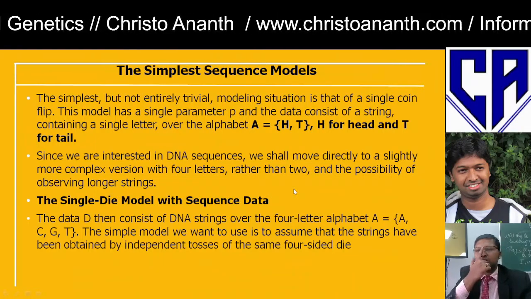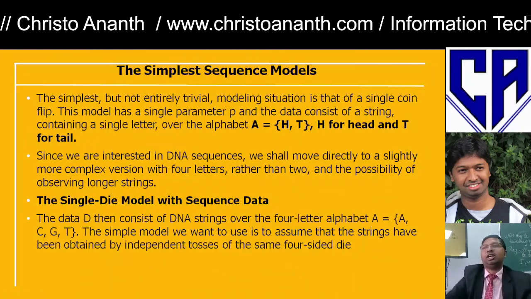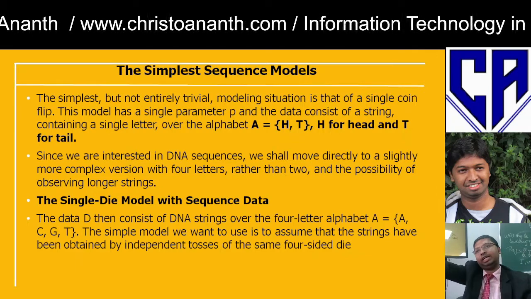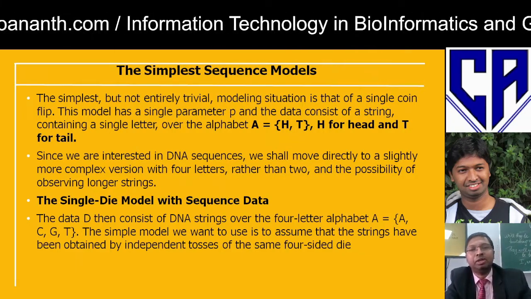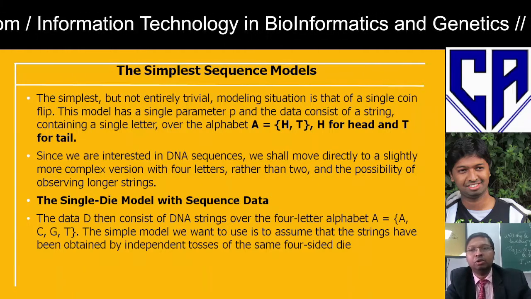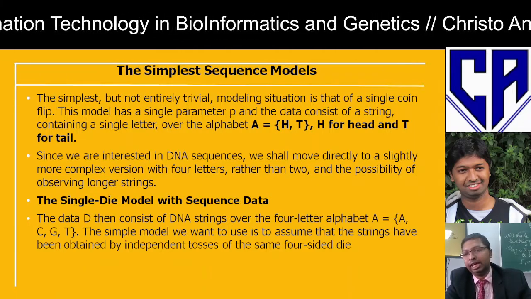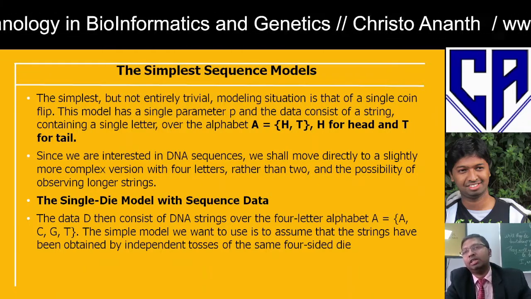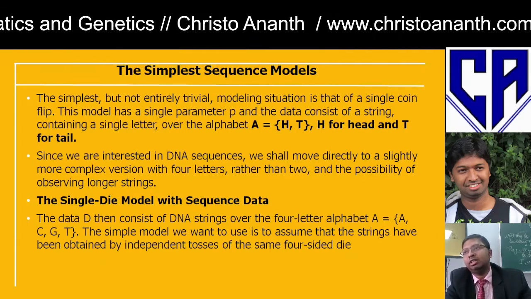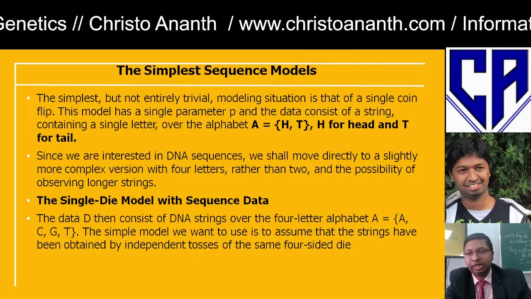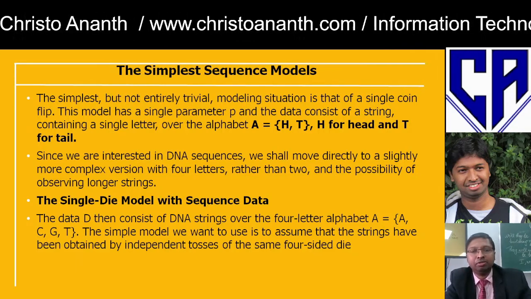Imagine tossing a coin. It has both a head as well as a tail. Maybe the same thing we would experience with the sequence model. We will consider an alphabet A. It has two probabilities: either head will occur or tail can occur. H you can term for head, and T you can term for tail.